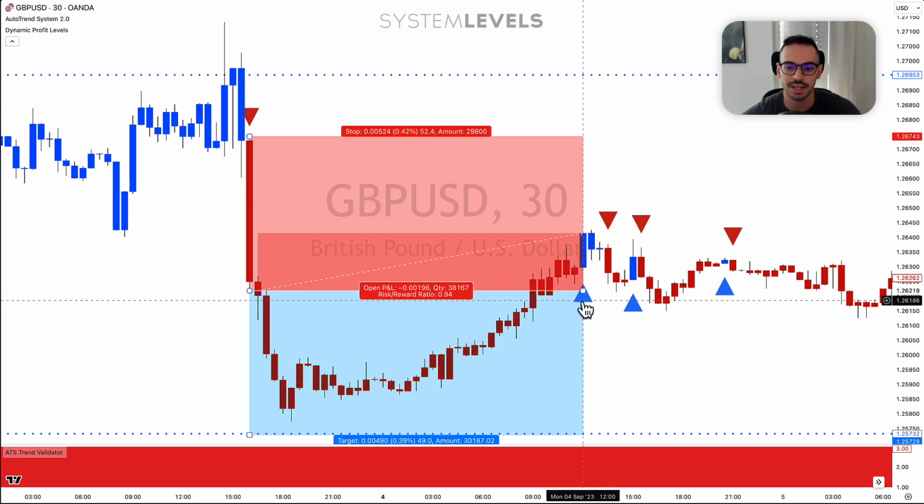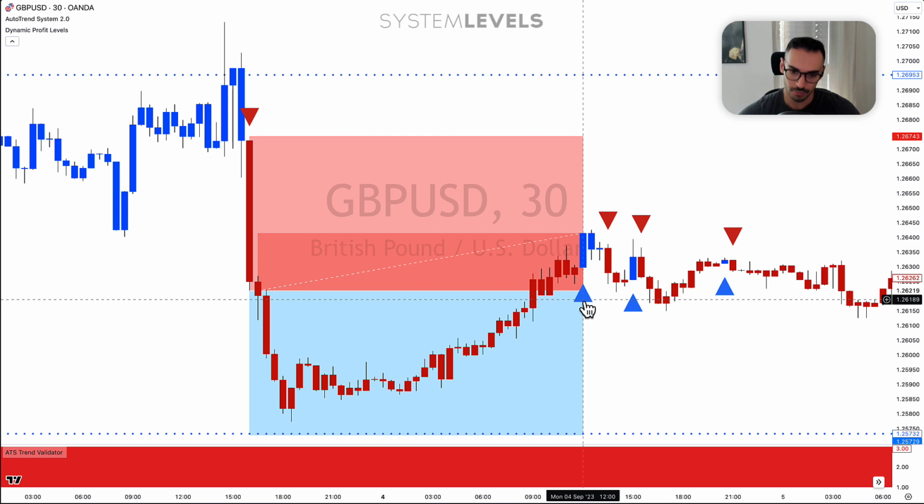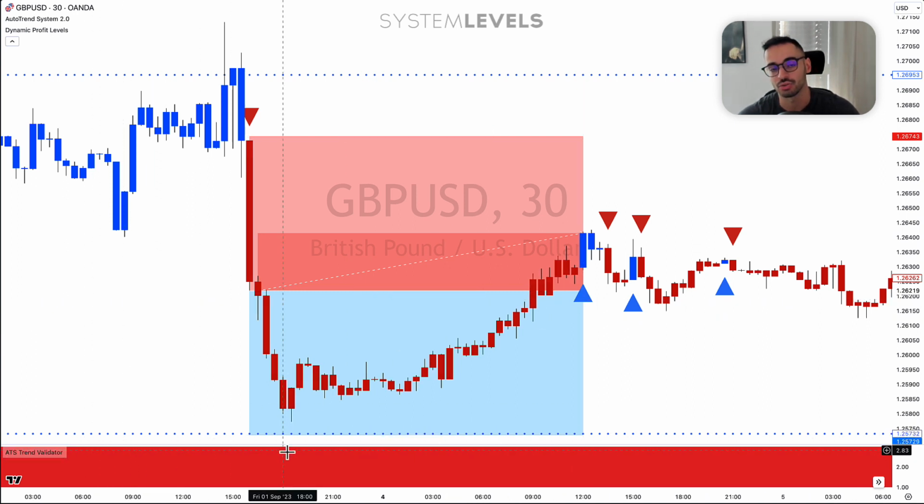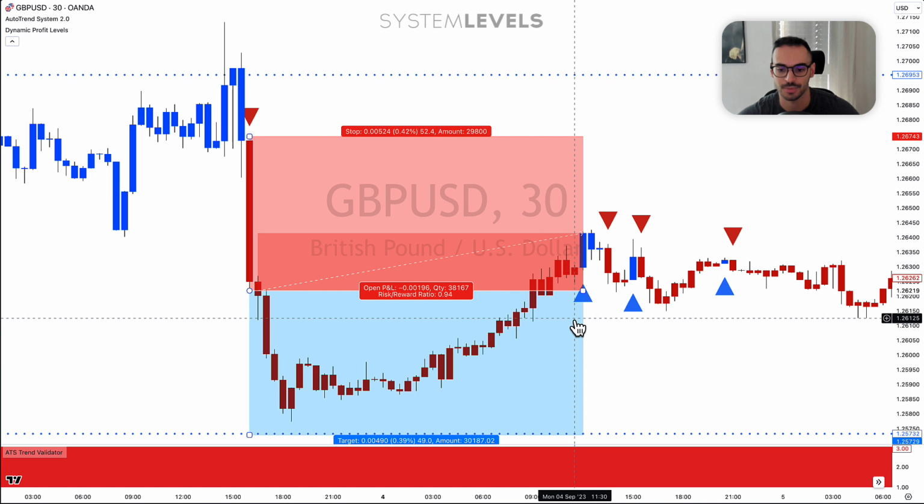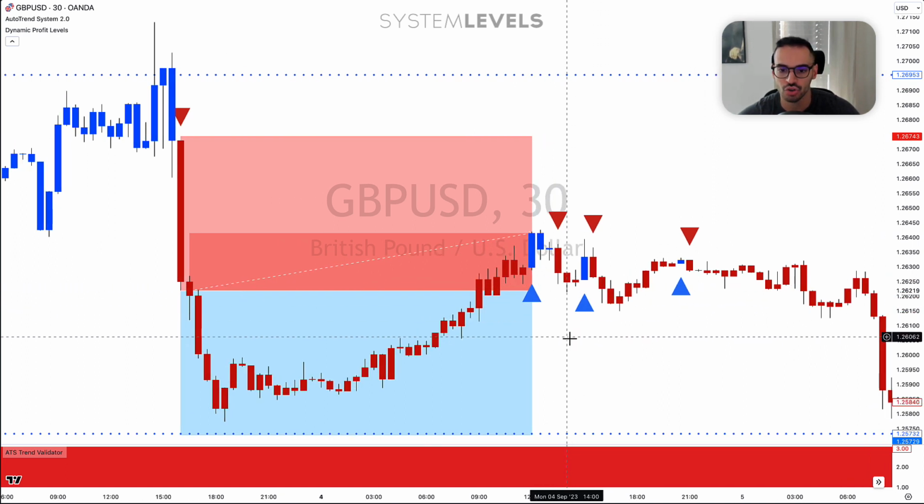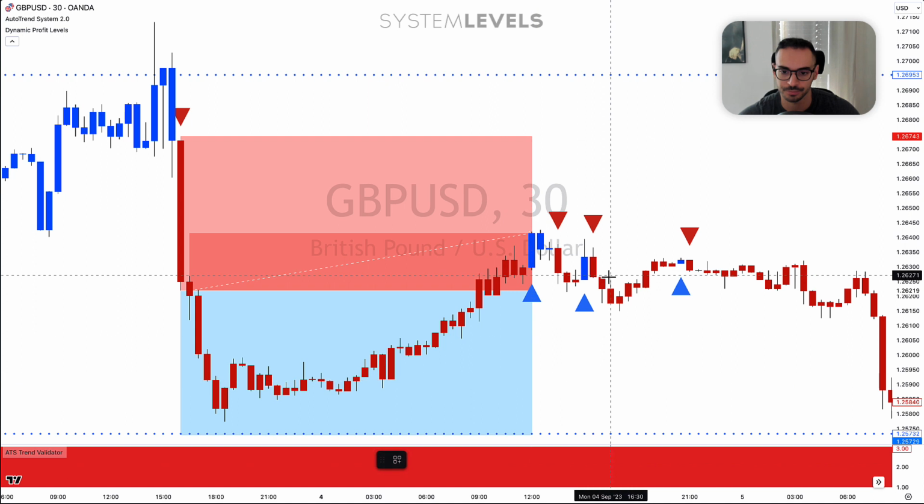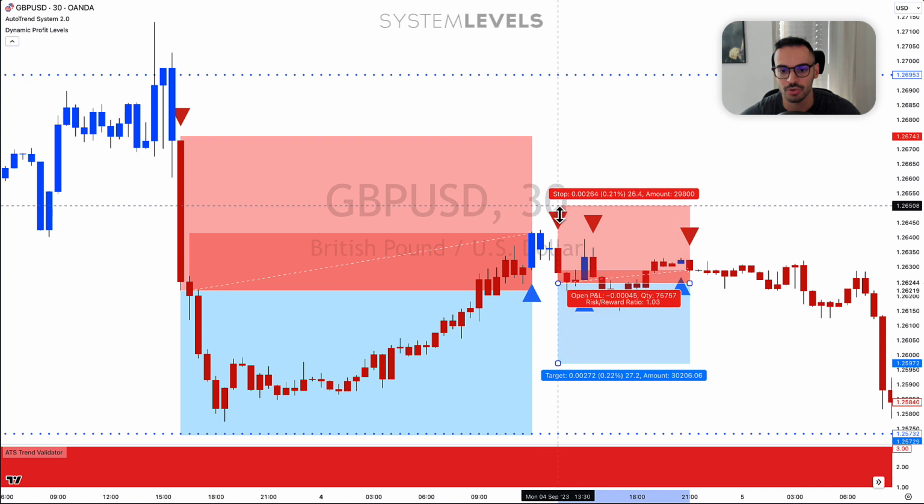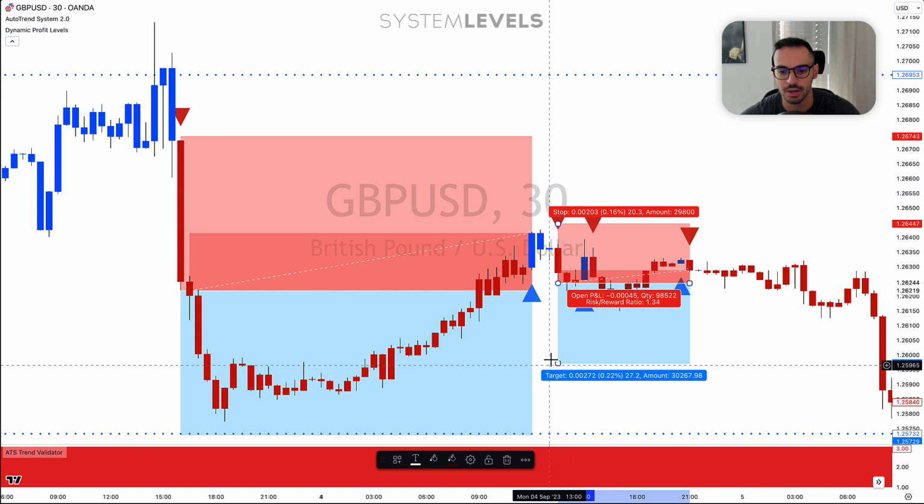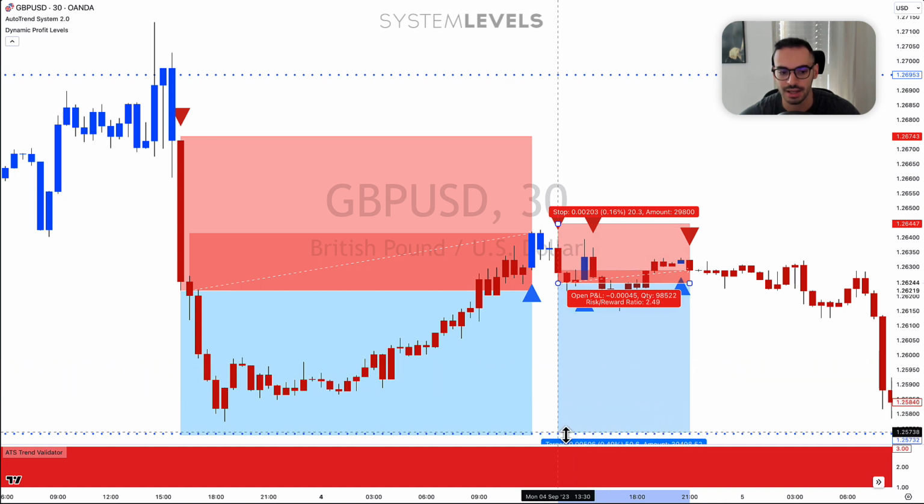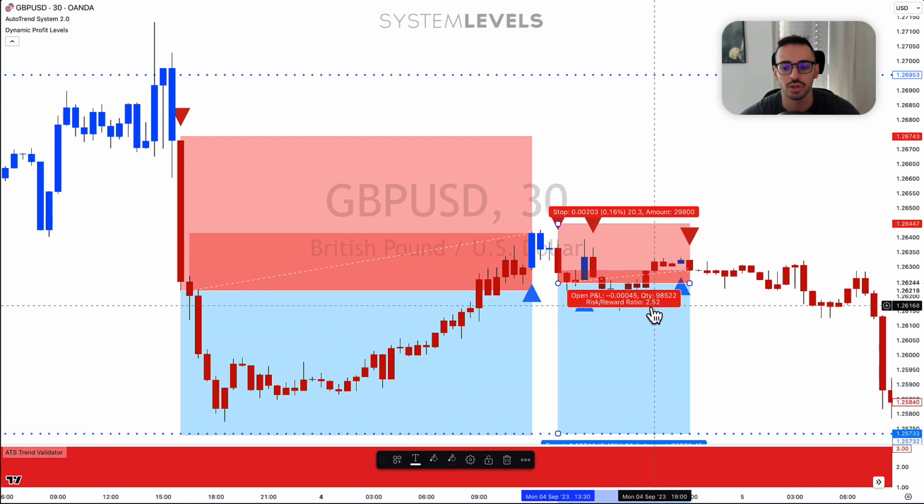We are not interested in taking this signal long because the trend validator is still red. We're only interested in short signals. So what happens next? Well, we get another short signal right here. The entry goes just below the low of that signal, and the stop loss needs to go just above right here, above the prior swing high. And again, we are targeting the next dynamic profit level here on our chart. So that's a good risk reward of 2.5. So we're risking, let's say, $1,000 to make $2,500. That's a good risk reward.